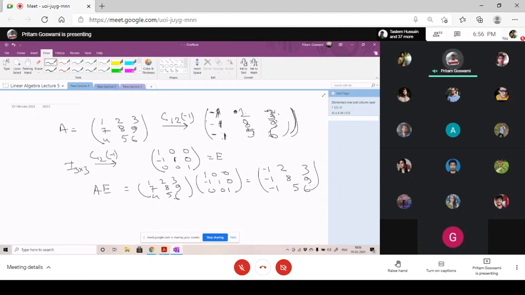So basically, whenever you are doing a row operation, you are getting a matrix E, which you can get by doing the same operation on the same dimensional identity matrix, and you are multiplying it from the left. But when you are doing a column operation, you are multiplying it from the right. That is the difference. Clear? Clear, sir.